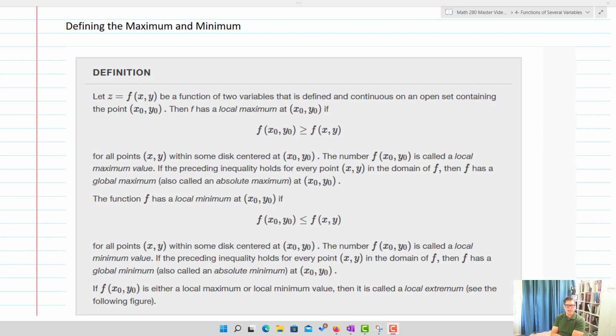Now, if the preceding inequality holds for every point x, y in the domain of f, so that point happens to be bigger than every other value in the domain of f, that is the entire domain of our function, then f has what we call a global maximum, or an absolute maximum, at x naught, y naught. So if it's the tippy top point, and everything else is below it for the entirety of the function, then we have what's called a global maximum.